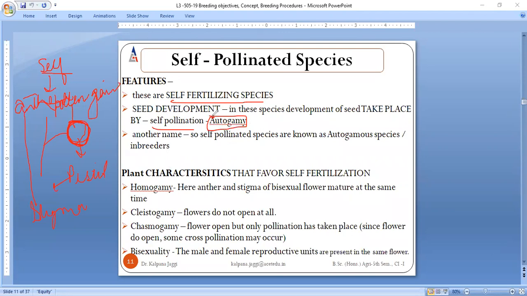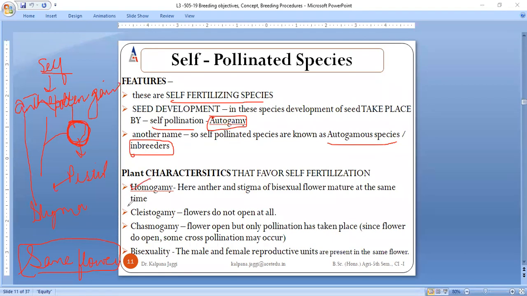Because this process is known as autogamy, self-pollinated species are also sometimes known as autogamous species, and because they are breeding within the plant, within the flower, they are also called inbreeders. Very important. That means self-pollinated species are the species where seed development is taking place by the process known as self-pollination. Very important here, anthers of the flowers are being deposited onto the stigma of the same flower. I again repeat, onto the same flower. The plant is the same, but fertilization is taking place within the same flower. That is self-pollination. But what are the various features that actually favor self-fertilization?